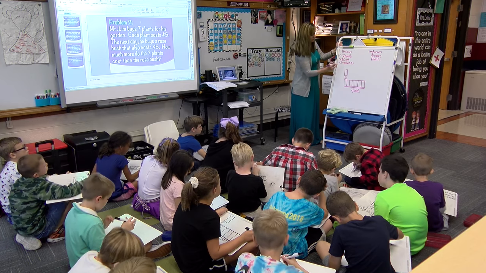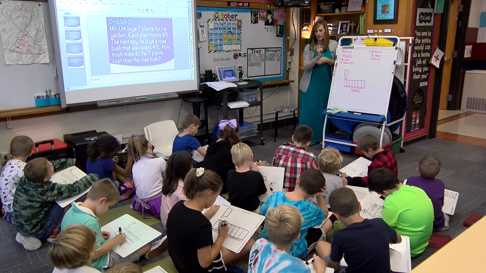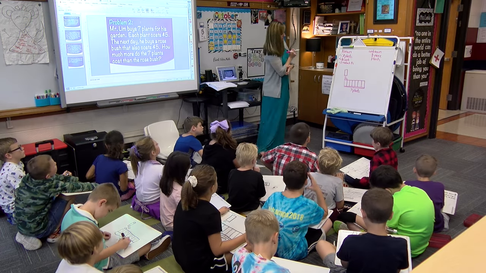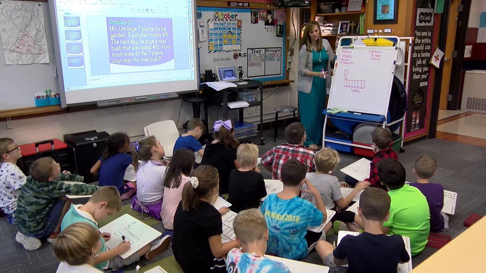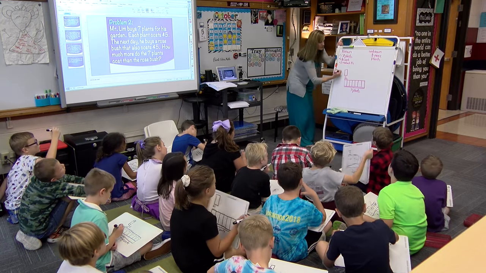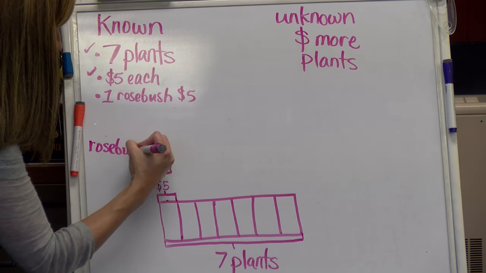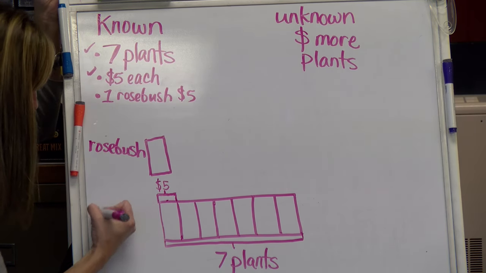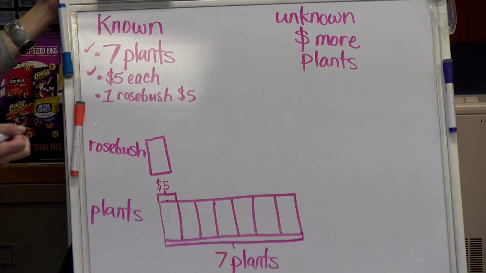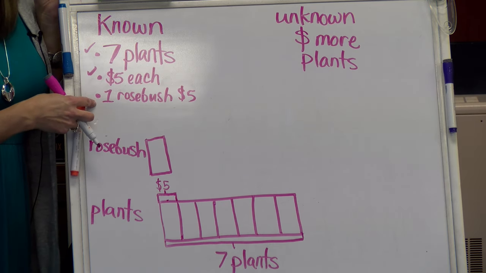What else did we know? One rose bush is $5. Where does that label belong? Show me on your board. Beside here. You're right. That's where I'll write rose bush, AJ. Good thinking. You remembered we needed those labels. That means I'm going to go ahead and come down here and I'm going to write plants. Thanks for reminding us. But where do I put that one rose bush is $5?